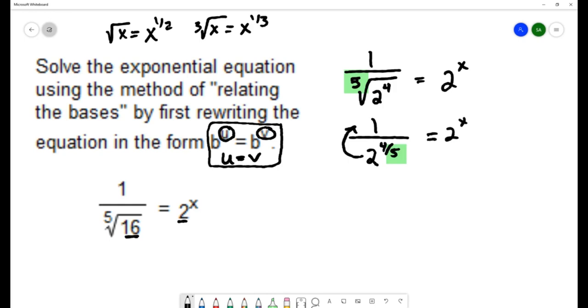So on the left-hand side, we end up having 2 to the negative 4/5 equals 2 to the x. And now we have written this so that the bases are the same on both sides. The exponents must be equal to each other. Negative 4/5 is equal to x, and that is the solution to our exponential equation.